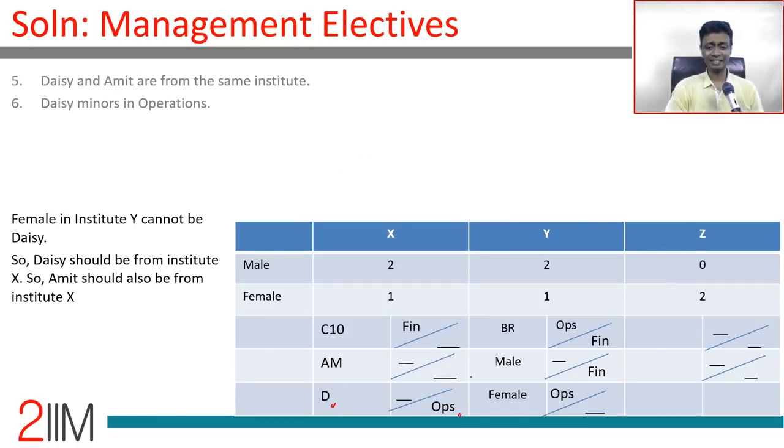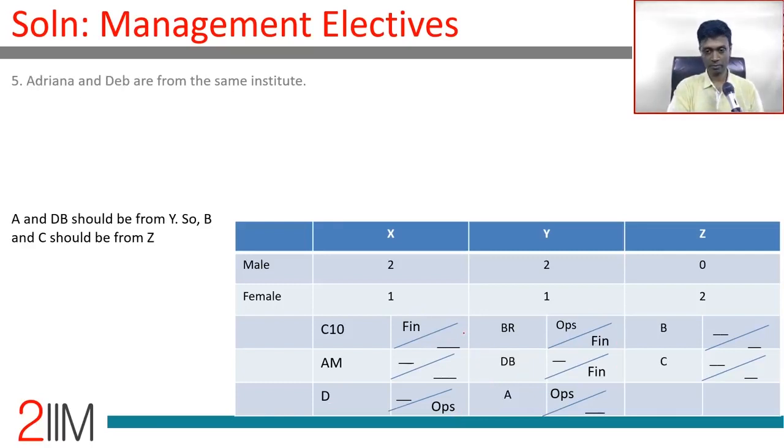This automatically tells us that Amit should also be here. Amit and Daisy are from the same institute. That means we can fill this as well. So we have Amit and Daisy in the same institute. Barun here, Chetan here, Deb should be here along with Adriana. And because those 2 are from the same institute, we already know that as well. Daisy has minored in operations. These 2 have minored in finance. Chetan has majored in finance. Right. Brilliant. So Deb and Adriana should be the other pair that we already knew from the same institute. That is not from X, it should be from Y.